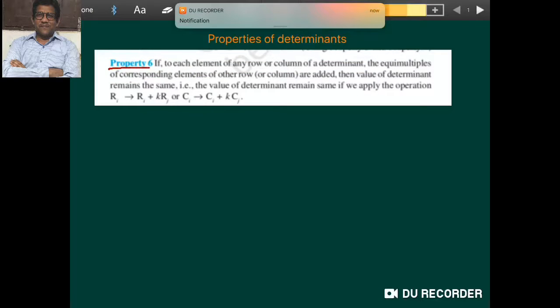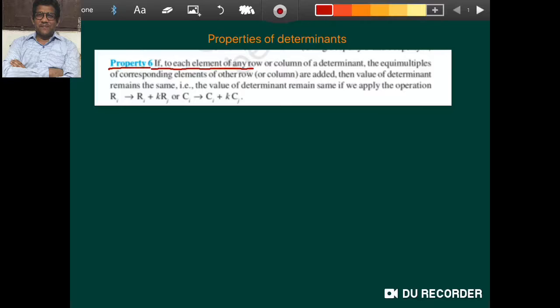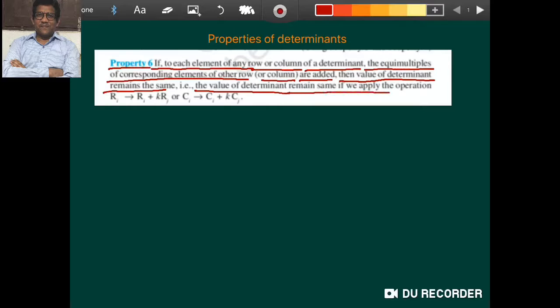Property 6: if to each element of any row or column of a determinant the equimultiples of the corresponding elements of another row or column are added, then the value of the determinant remains the same. That is, the value of the determinant remains the same if we apply the operation Ri to Ri plus k Rj, or Ci to Ci plus k Cj.